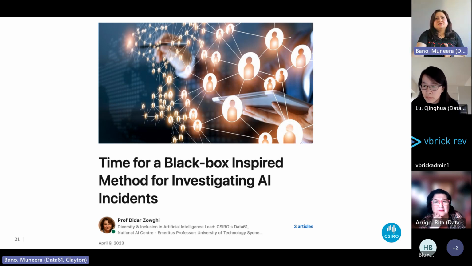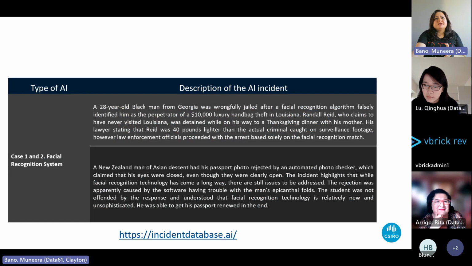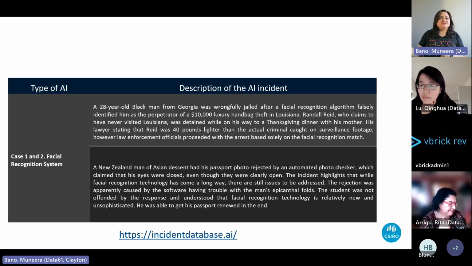So I used this concept in the last step, where I picked up real-life incidents from the AI incident database, which, I mean, could be anything that would be reported. Some are just expectations, but we were very careful about the ones that were related to diversity and inclusion.